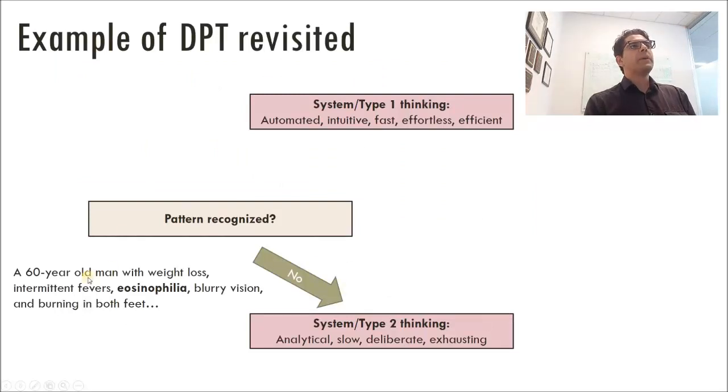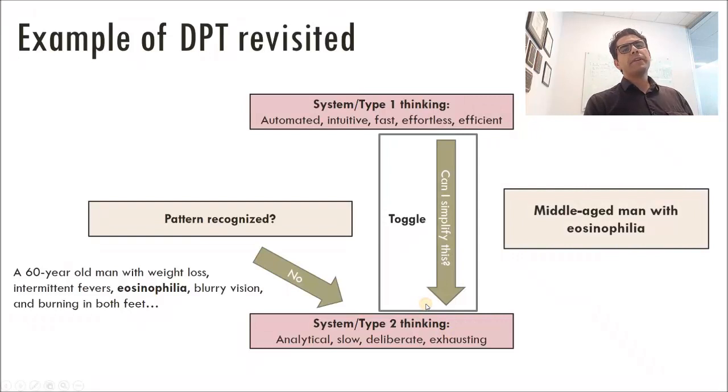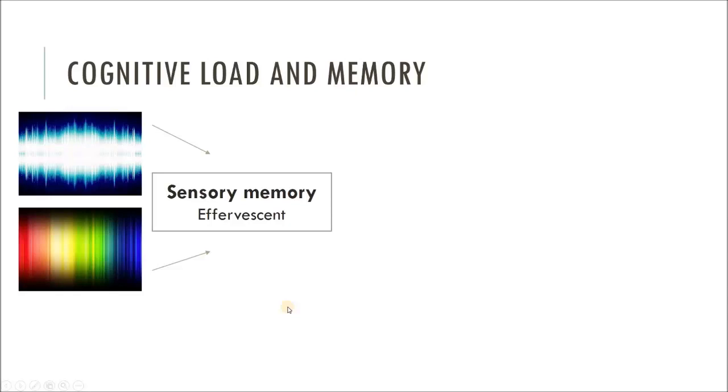So if I have a patient in whom I don't recognize the pattern, weight loss, fevers, eosinophilia, blurry vision, burning in both feet, I might try to work through an analysis of this, but my system 1 will say, hold on, this is really difficult. I still am not figuring out how to put this together. So can I simplify this? And my system 1 will be very happy when I simplify the problem as a middle-aged man with eosinophilia, because from there, I might be able to think through a more limited set of possibilities, and then I can go back and say, hey, now can I find the pattern?